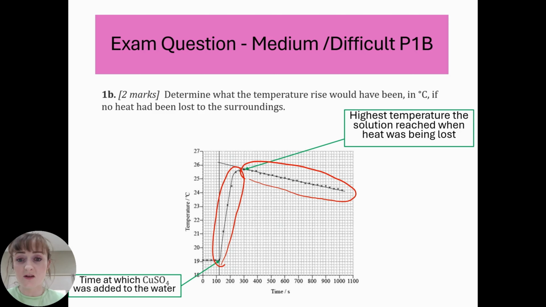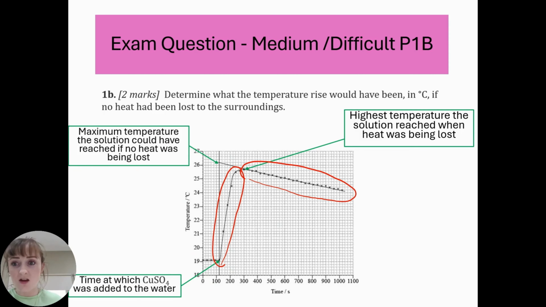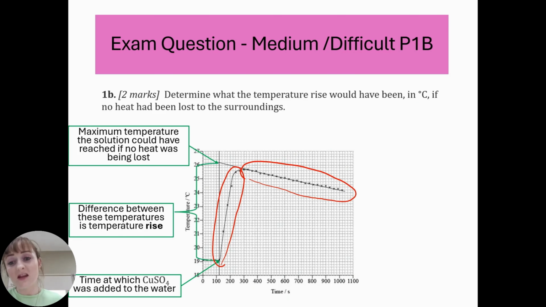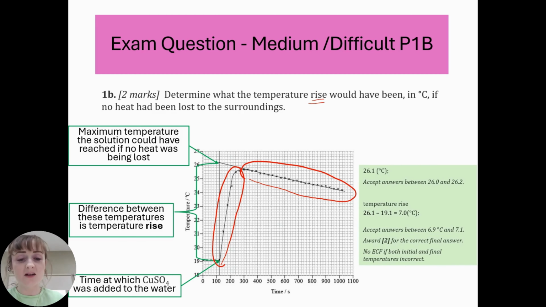is being produced. So if we find the intersection of those 2 points, we can identify the maximum temperature that the solution could have reached if no heat was being lost. And the difference between these two temperatures is the temperature rise, because that's the focus of the question. This works out at being approximately 7 degrees. You'll notice how they give a small range, so you really need to be quite careful when you're doing this. Make sure you use a sharp pencil and that you draw your lines as carefully as possible. The range here is very narrow for both of them.